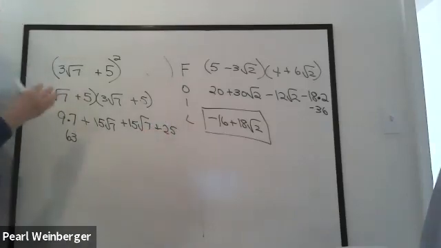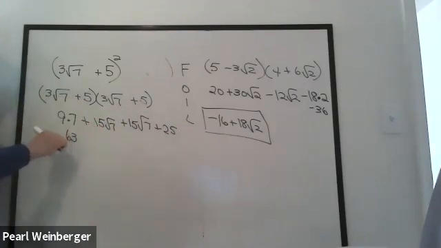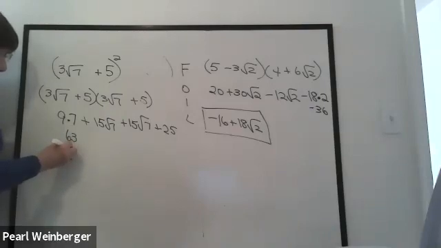And now I just have to combine the like terms. Now the 63 and the 25 are like terms. They're both just plain numbers, no radicals. That gives me 88.